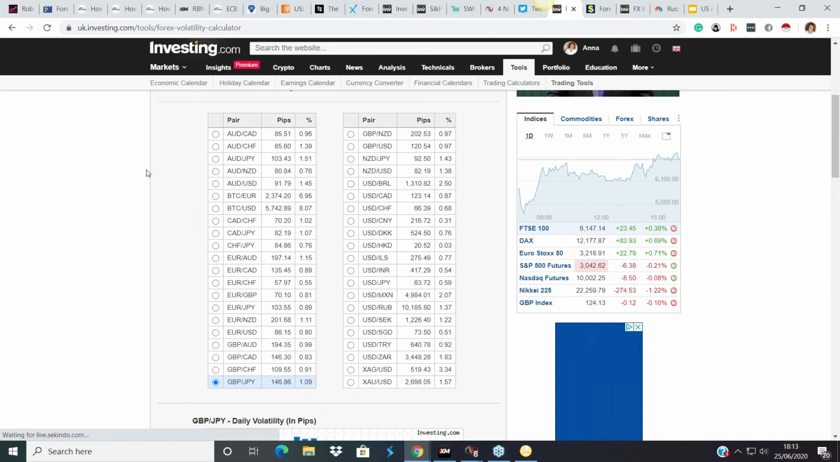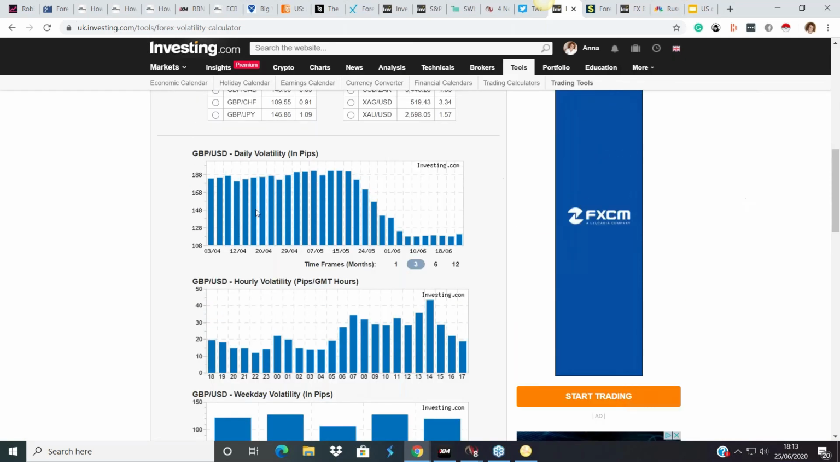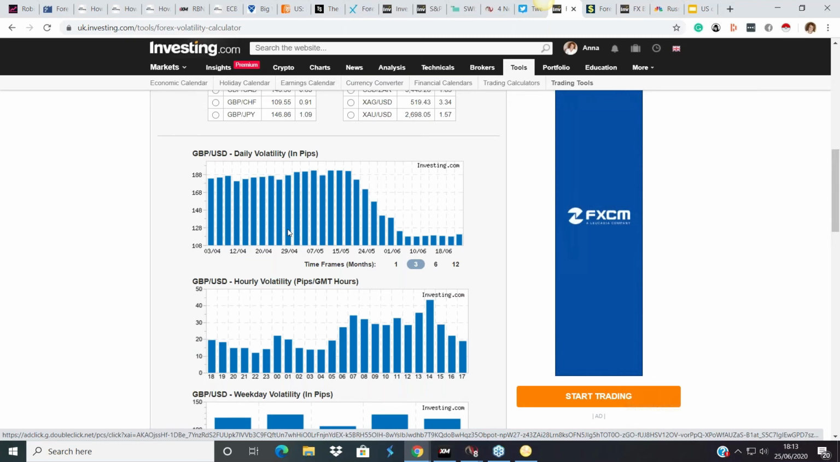Let's have a look at the pound, the cable. Here we are. Again, we have a similar profile. What you can do is pull up a daily chart of the pair, and just look at what the state of the daily chart was when these massive numbers of pips were being posted at this particular time. Was there a reason for it?